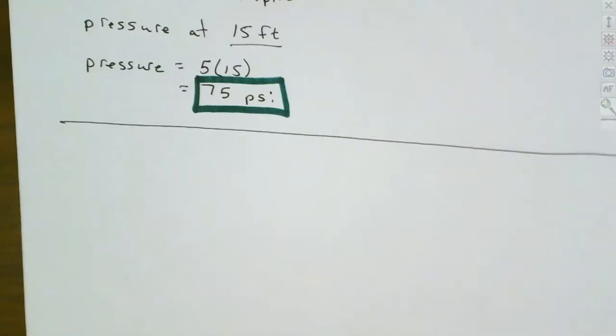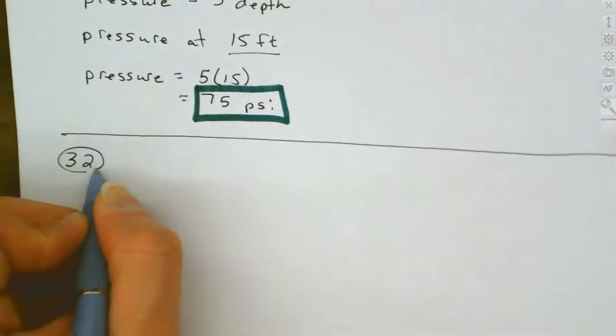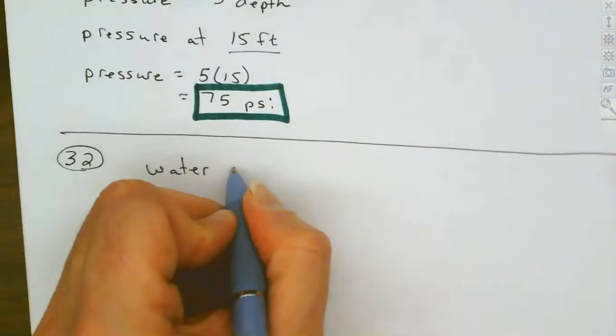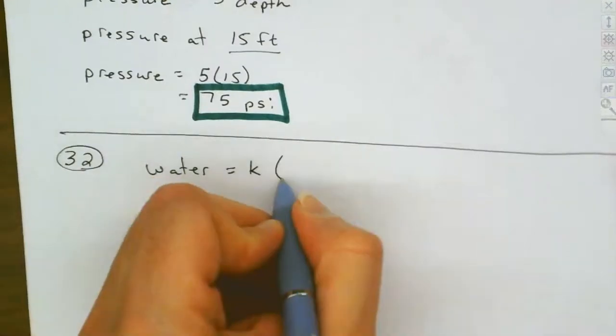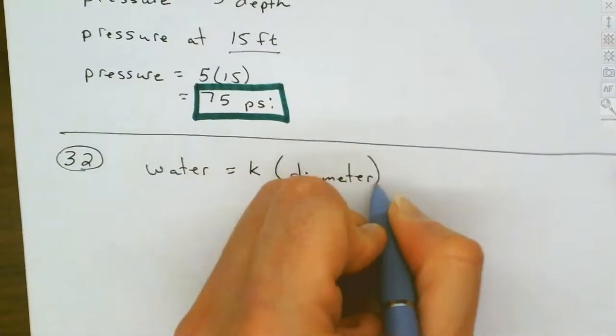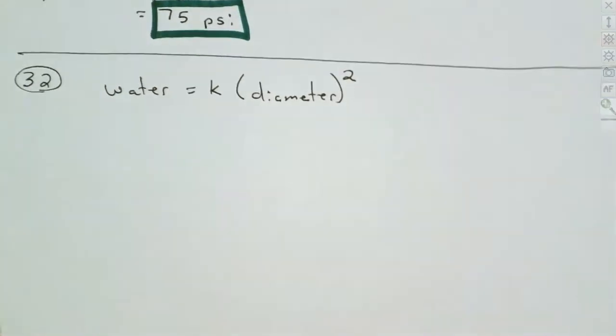So we need to label this so that it makes sense. So we're going to just label this as, and this is question 32, we're going to label this as just water. So that's how many gallons of water. And that's going to equal K times the diameter of that pipe squared. Because it says it varies directly as a square of the diameter. Because when you double the size of the pipe, you're not just doubling the amount of water, you're increasing it by 4 times, because 2 squared is 4.